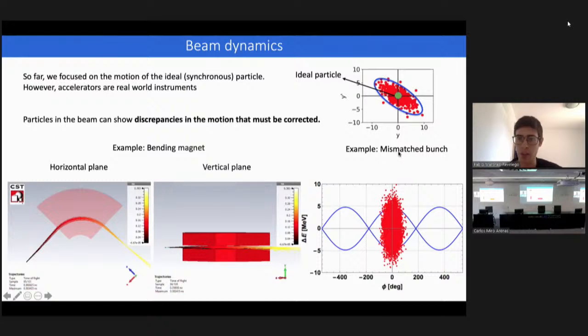Another example is a mismatched bunch with respect to the RF electric field. And you can see that the particles that are outside these blue lines will not get captured by the electric field and will be lost. And the particles that are inside these blue lines will get captured. So you can see that here we have a lot of losses, which are very problematic.